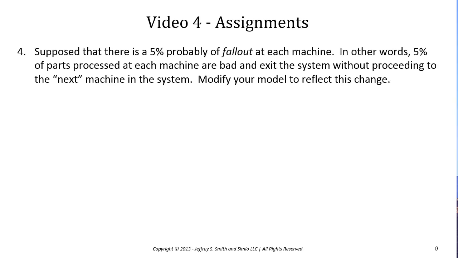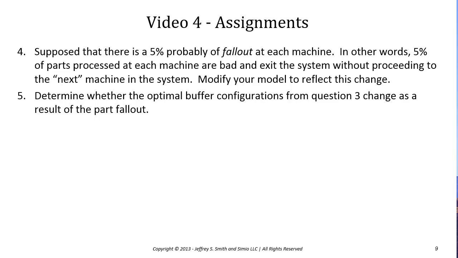The fourth assignment: suppose there's a 5% probability of fallout at each machine. In other words, 5% of the parts processed at that machine are bad and immediately exit the system without proceeding to the next machine. The task is to modify your model to reflect this change. And then finally, task 5: determine whether the optimal buffer configurations that you found in question 3 change as a result of the part fallout that you added in number 4.